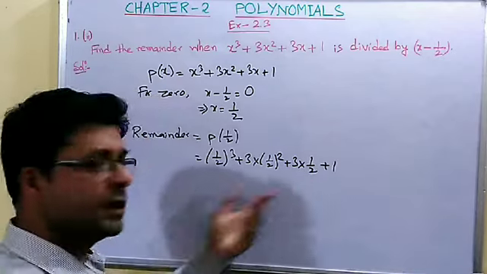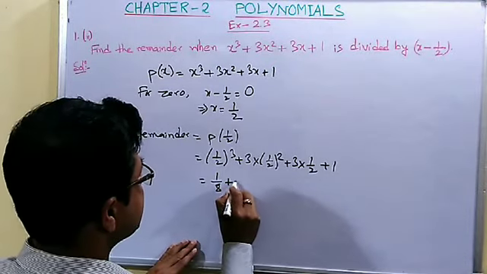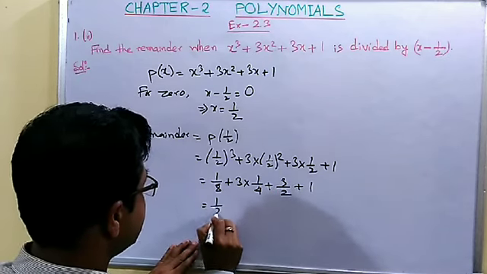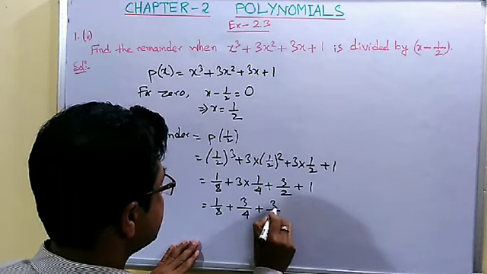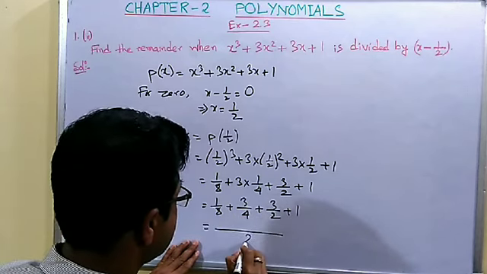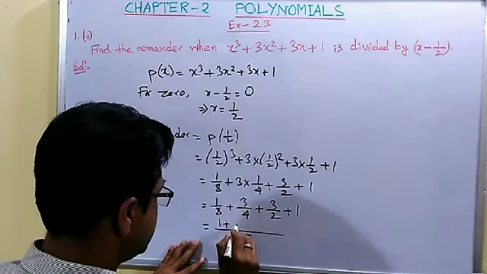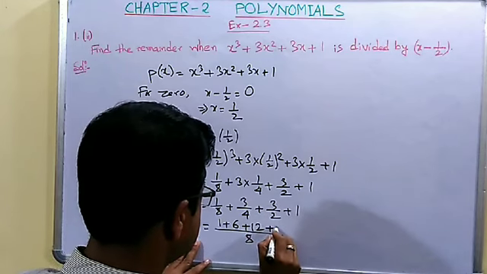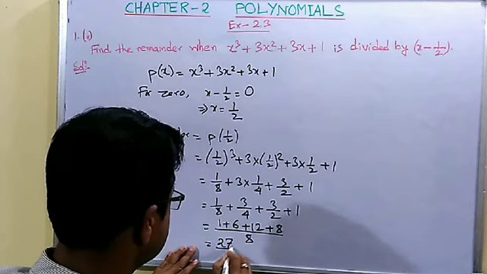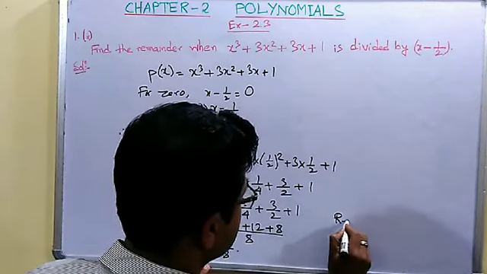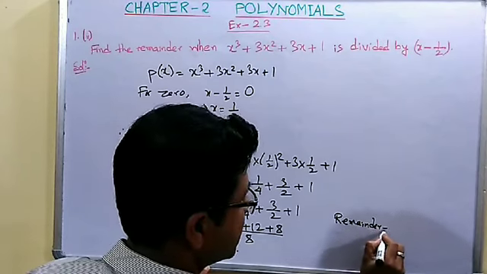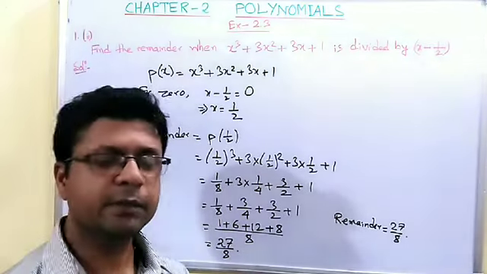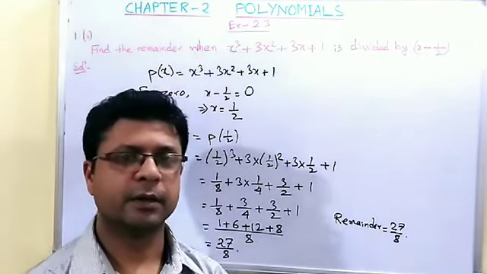Now let us simplify. This is 1 by 8. This is 3 into 1 by 4. This is 3 by 2 plus 1. 1 by 8, this is 3 by 4, 3 by 2, 1. LCM is 8. 1, 6, 12 plus 8. So this is 27 by 8. So the remainder is equal to 27 by 8. So this is one application of the remainder theorem. How can we find the remainder? Okay, thank you.